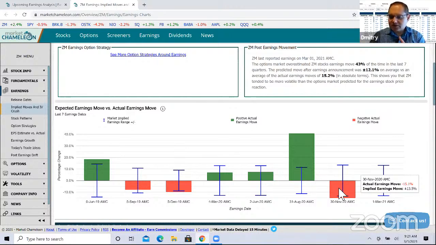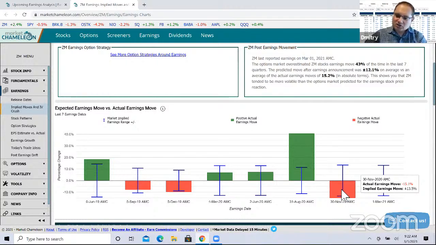implied by that straddle. As an example, I'm hovering over this one, November 30th, 2020, after the market closed. Zoom reported earnings. The straddle prior to the report, where it closed, was implying a move of 13.5%. The actual move was down 15.1%. So you could see that move exceeded what the straddle was pricing. If you sold that straddle, you'd have to buy back higher the next day. If you bought the straddle, it would have been profitable because the move exceeded that price.